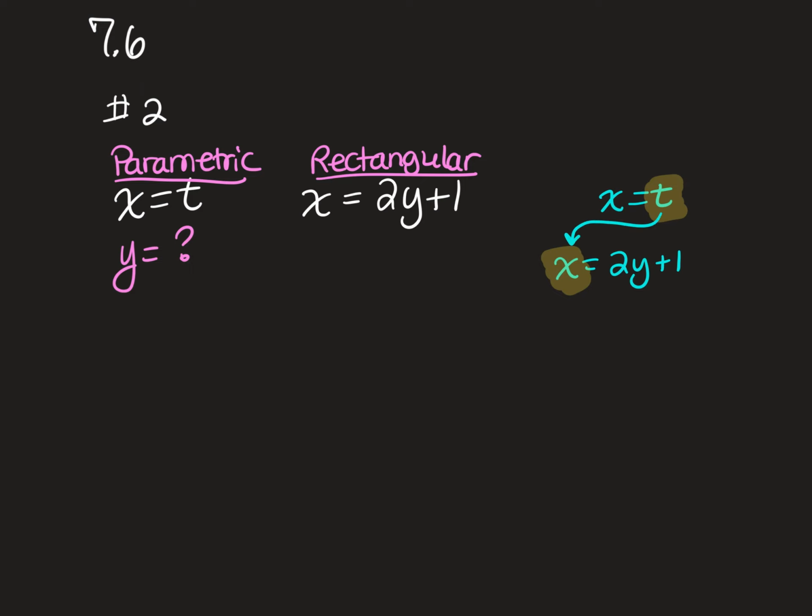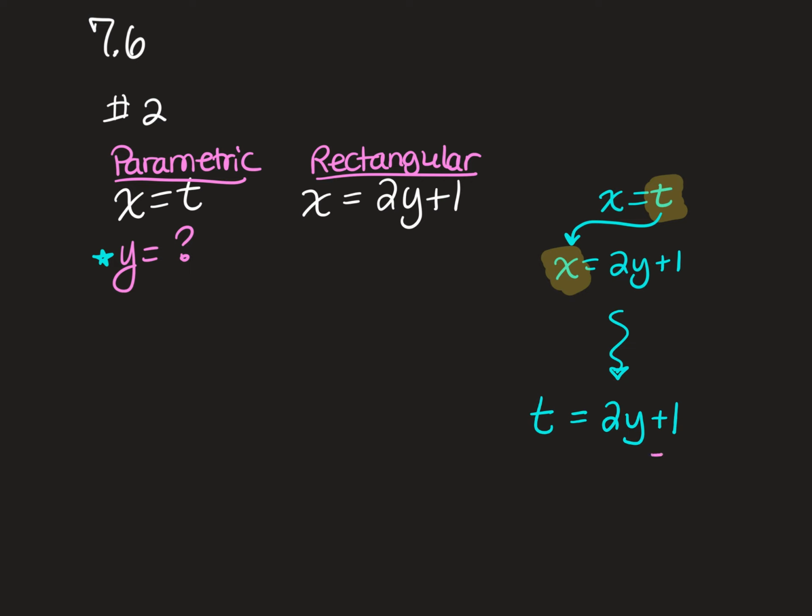So what I get from that is t equals 2y plus 1. But remember, my goal is to try to get something that says y equals something with t in it. Well, I'm one step closer. I've got an equation that has y and t. Now I just need to solve for y.